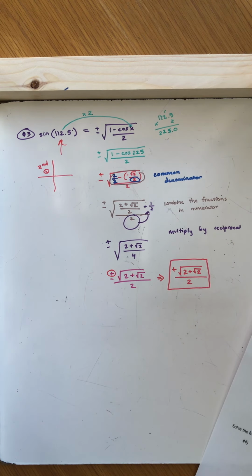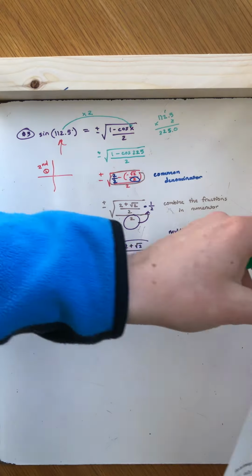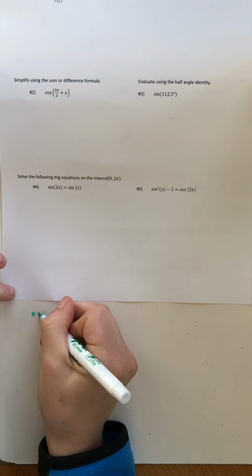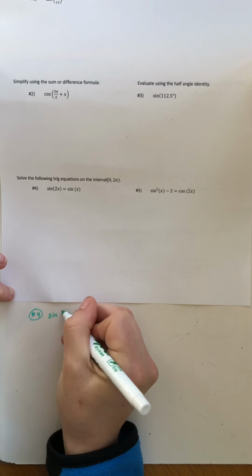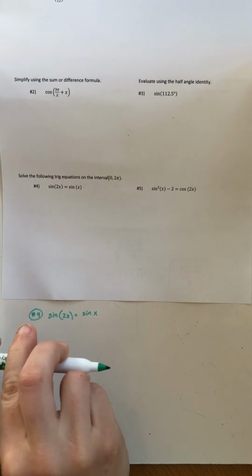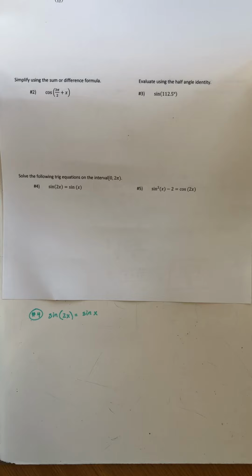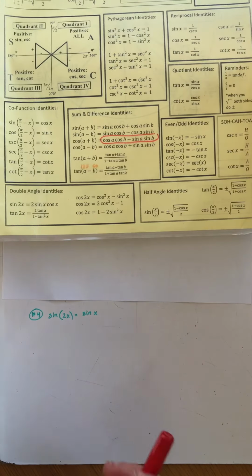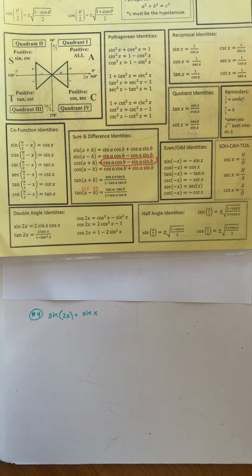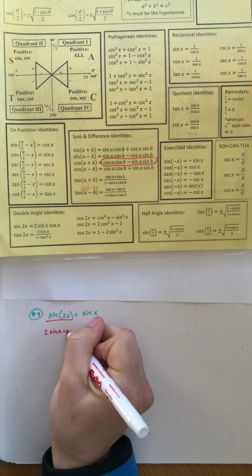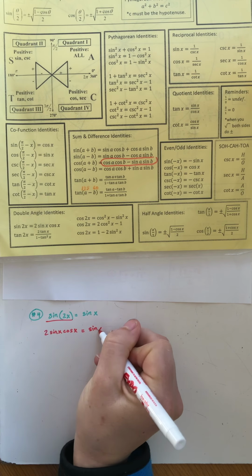All right, so for number 4. Number 4, we are solving. Now for sine of 2x, we want to look at the double angle identities. So the double angle identity, sine of 2x equals 2 sine x cosine x. So I'm going to replace sine of 2x with 2 sine x cosine x equals sine of x.